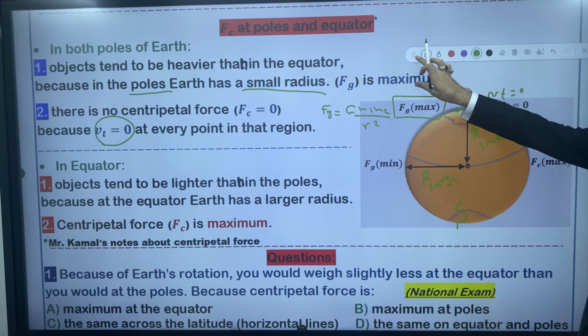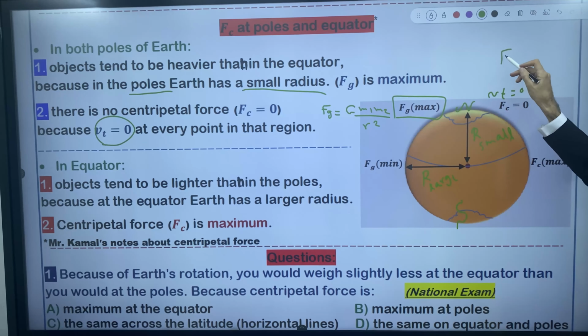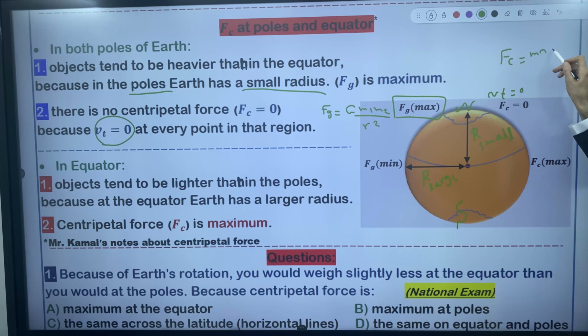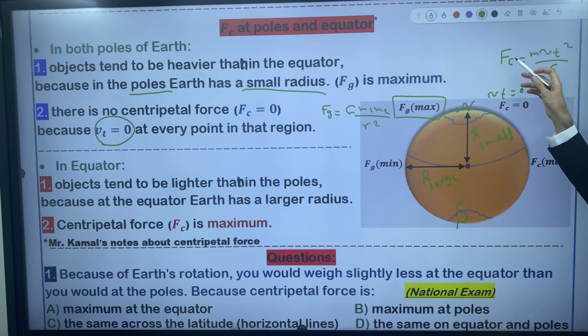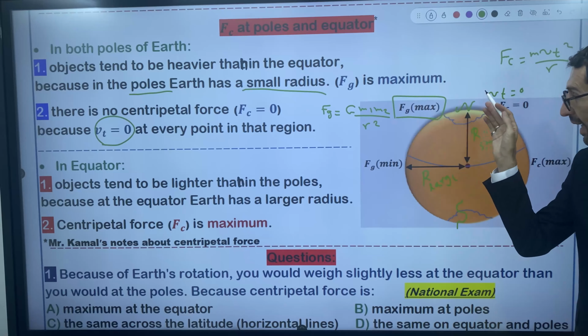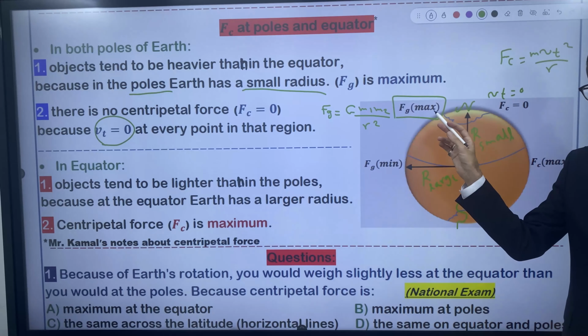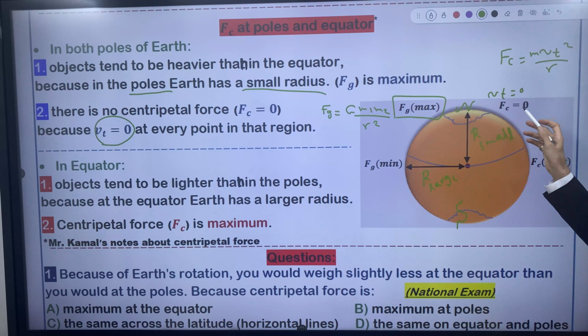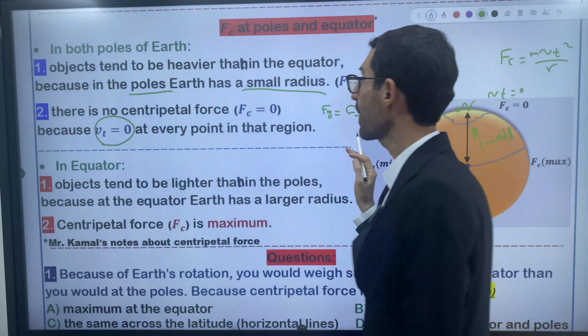Based on which equation, teacher? Based on this equation: Fc is equal to m Vt squared over R, right? So whenever Vt is equal to 0, automatically Fc becomes 0, because mass and radius are never 0. So keep in mind that at both poles, Fg is maximum, the weight of the object is maximum, but the centripetal force is 0. This is about the poles.